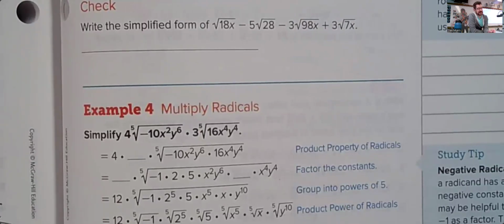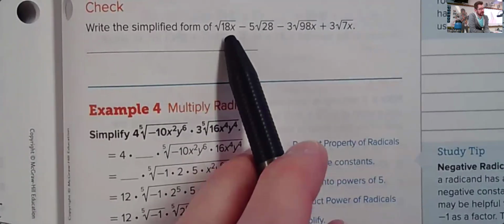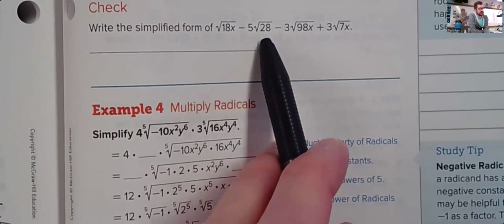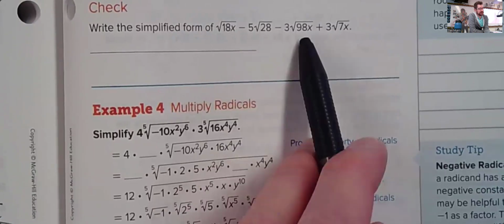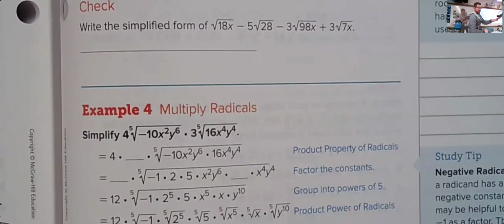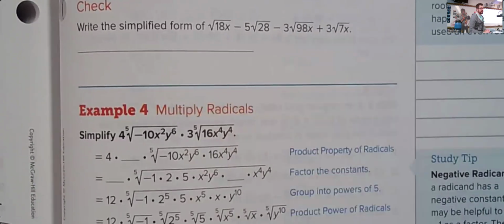Let's take a look at our indexes first. What's the index of this first radical? 2. What about this one? 2. What about that one? 2. This one? 2. So the indexes are all the same, which means we have the potential for 4 like radicals. They might not all be like radicals at the end. They probably won't be, but the potential is there.